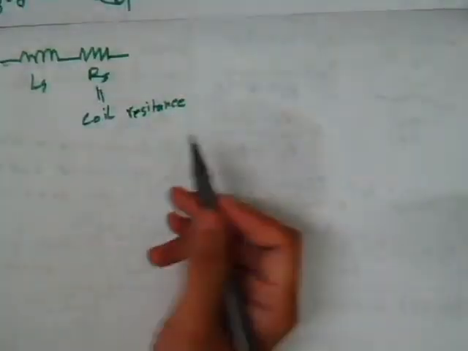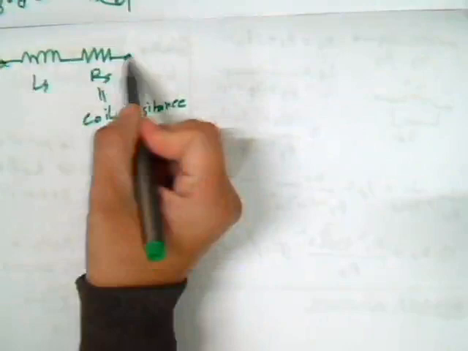And intuitively this is clear that if it is just coil resistance, then this is the physically correct circuit to have them in series. However, this RS is not just the coil resistance, but there are other factors as well. Let me just mention some of them.